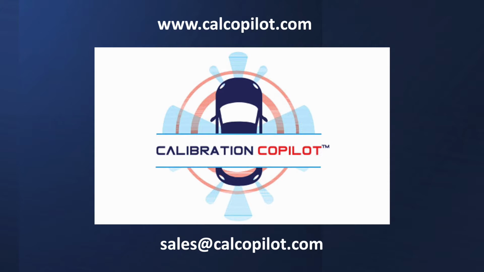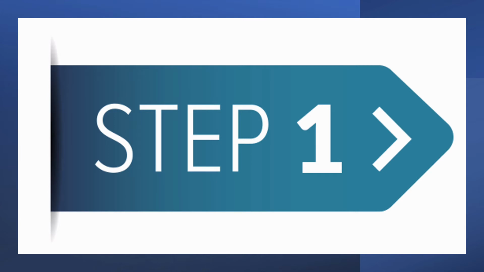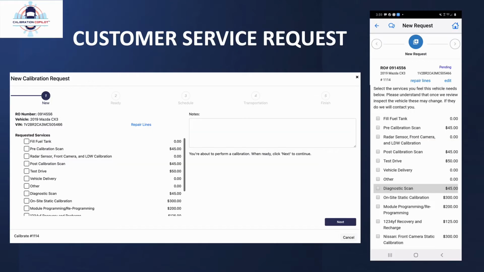So let's get started. The first step in the process is a customer or an employee is going to want to request a service from your business. This first step in the workflow allows the customer to request a calibration or other service via your company's web portal or its mobile app. As you can see, the customer can view your services and your pricing up front, so they know their costs up front. They simply select the service or services they need and select Next.